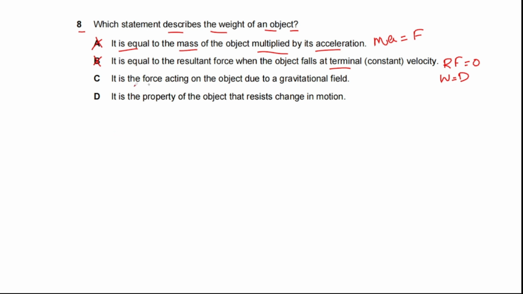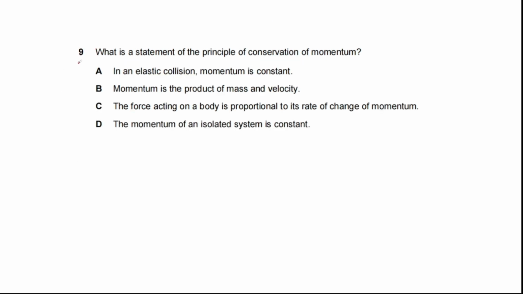Then option C, it is a force acting on the object due to a gravitational field. This is the correct option. So for the question number 8, C is the option. If you are checking the option D, it is a property of the object that resists change in motion. This is also wrong.